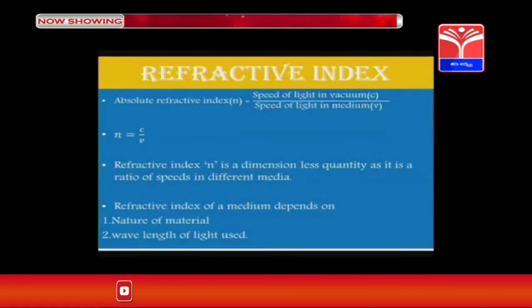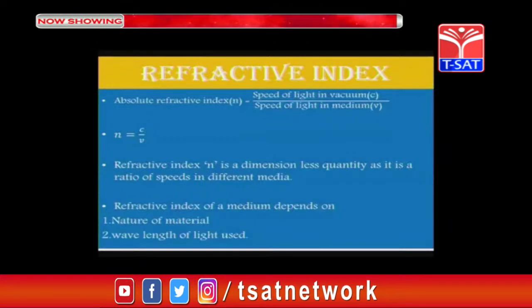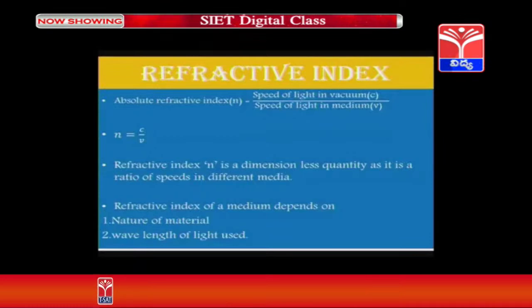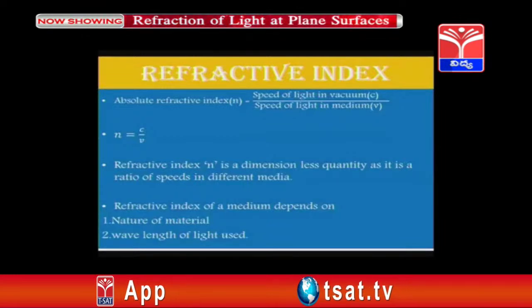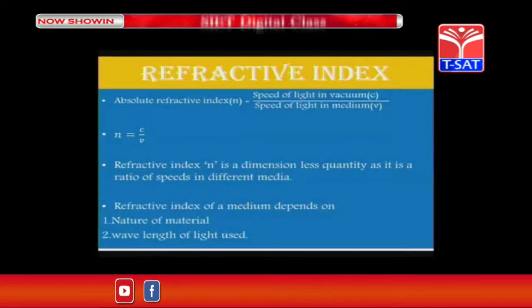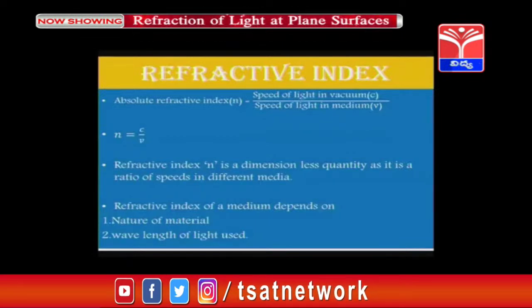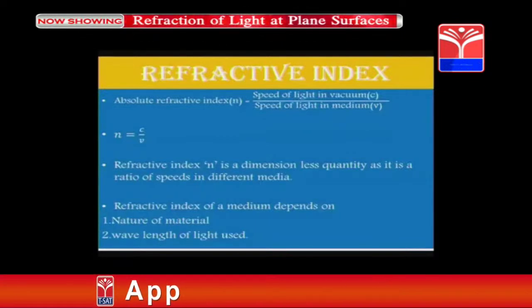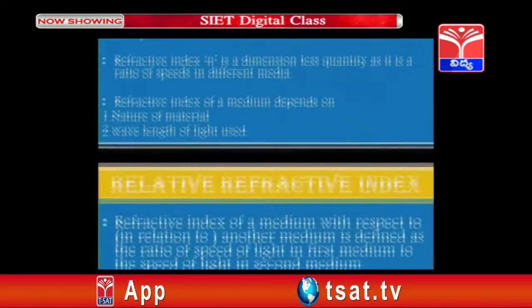Absolute refractive index is represented by the letter small n, speed of light in vacuum is represented by letter small c, and speed of light in medium is represented by the letter small v. So, n is equal to c by v. Refractive index n is a dimensionless quantity as it is ratio of speeds in different media. Refractive index of a medium depends on the nature of the material and the wavelength of light used.